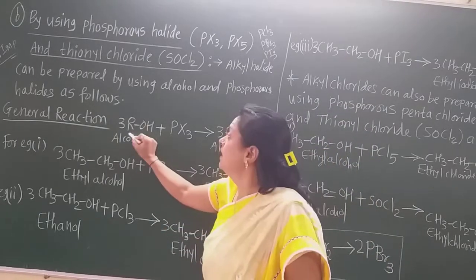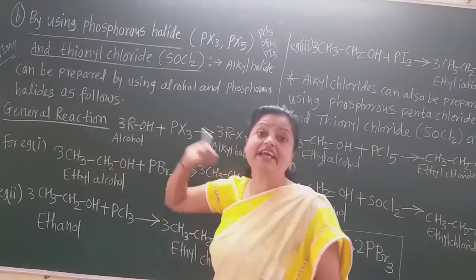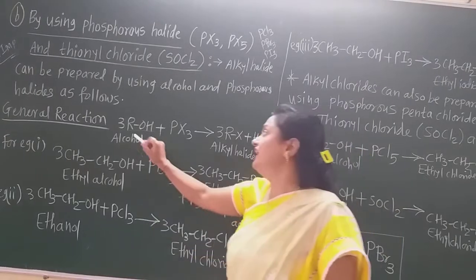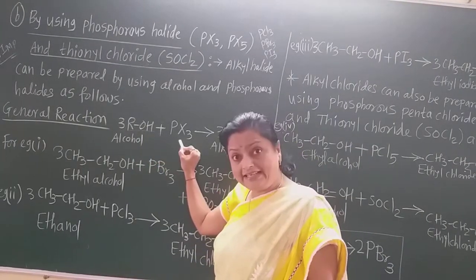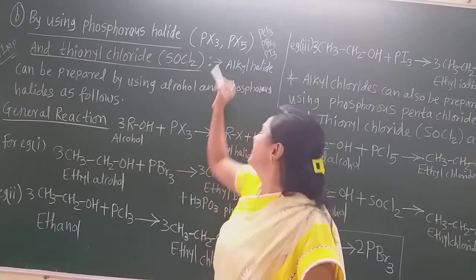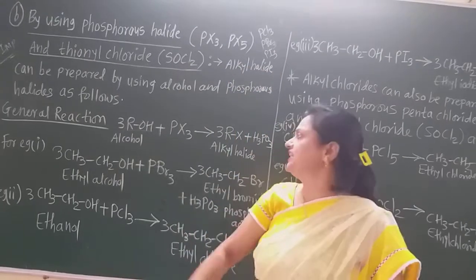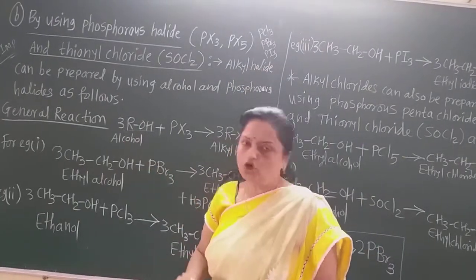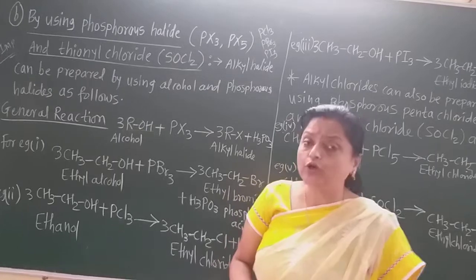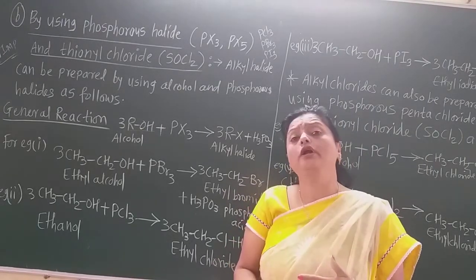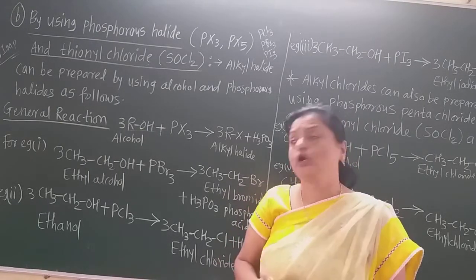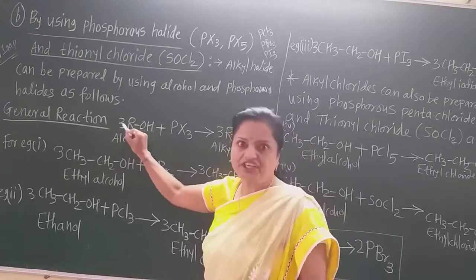Now this is the alcohol, but always take, that is a very important point, when you are reacting phosphorus trihalides, any phosphorus trihalide, always take 3 moles of alcohol, not 1 mole. And for thionyl chloride and phosphorus pentachloride, we take only 1 mole of alcohol. Now remember, here is the 3.